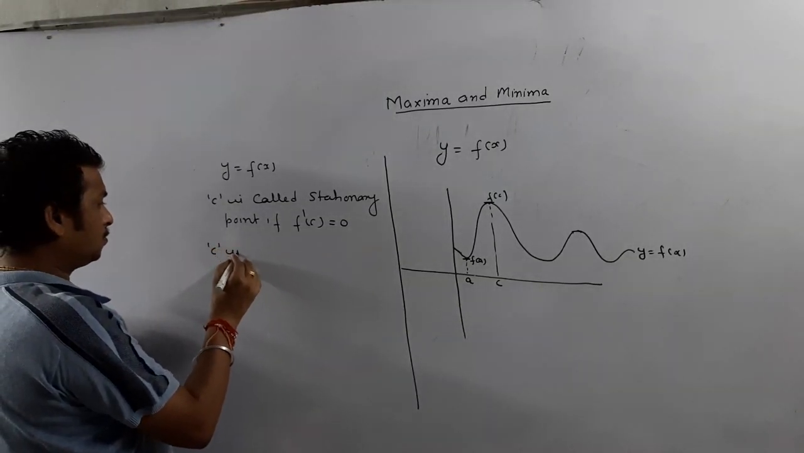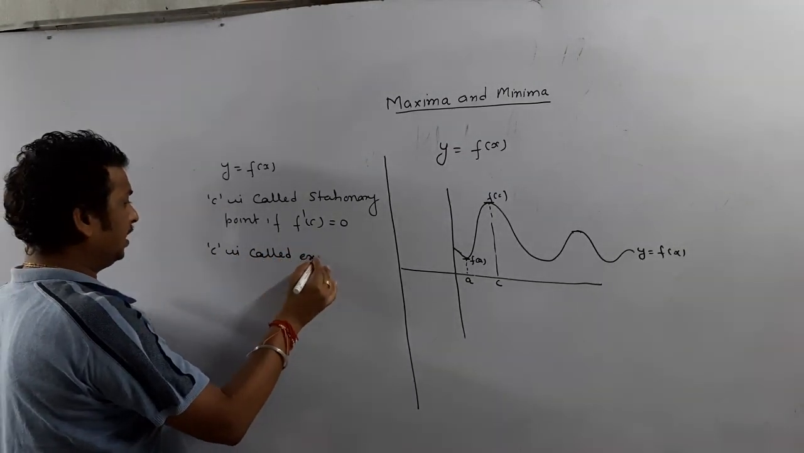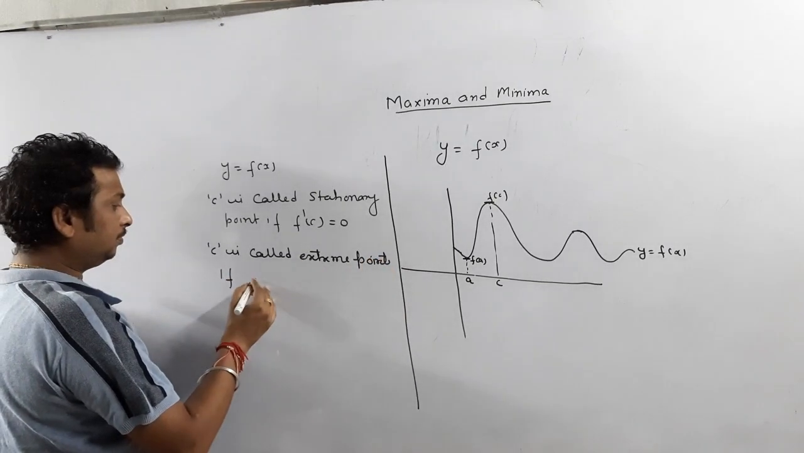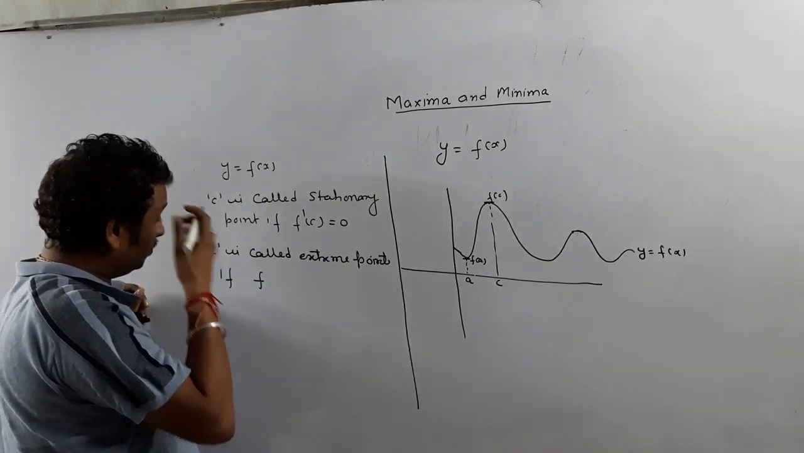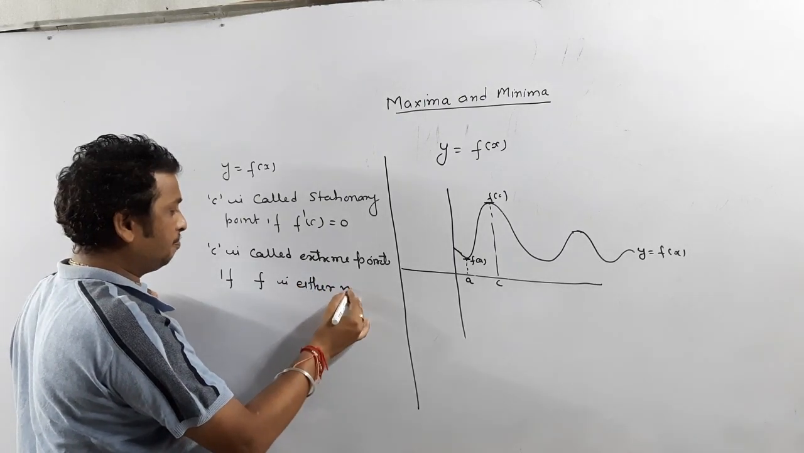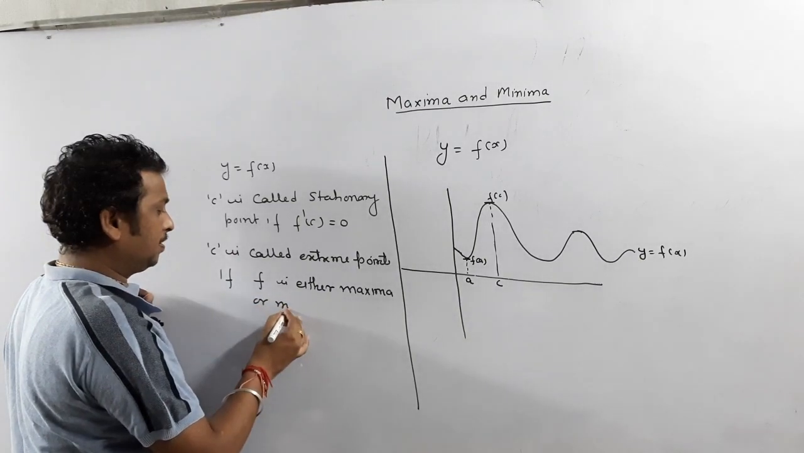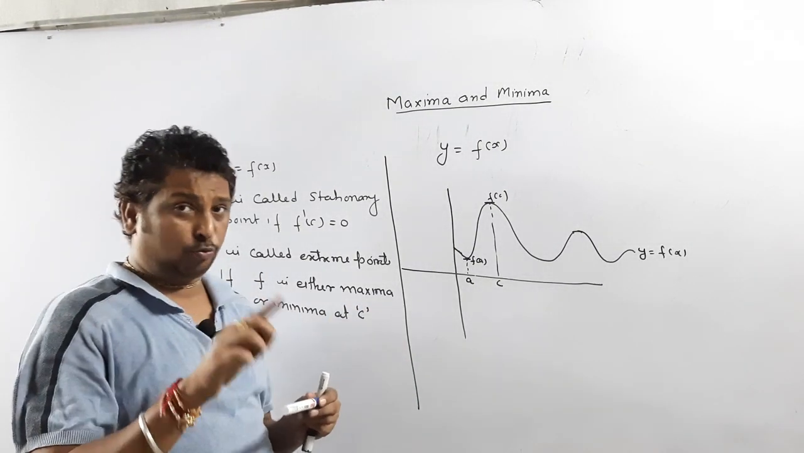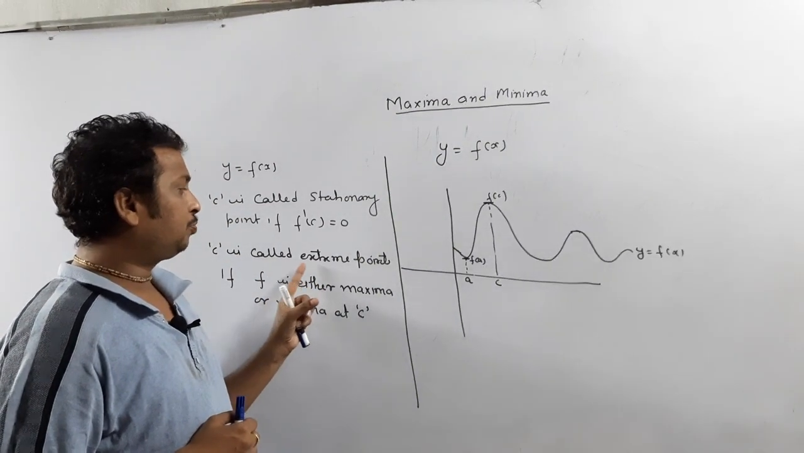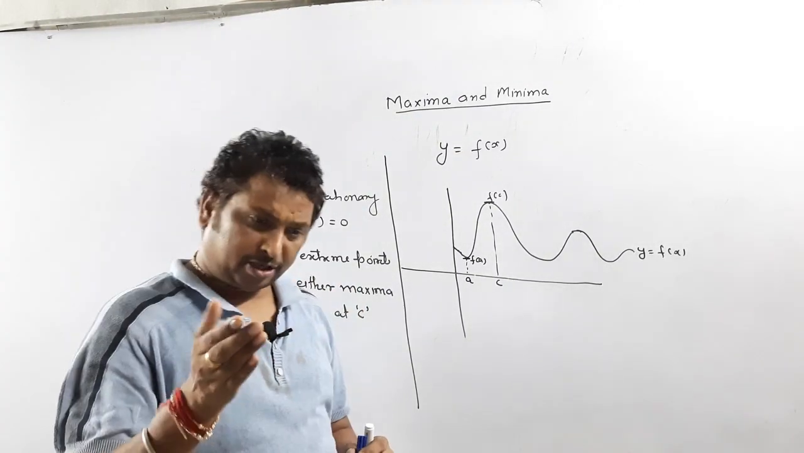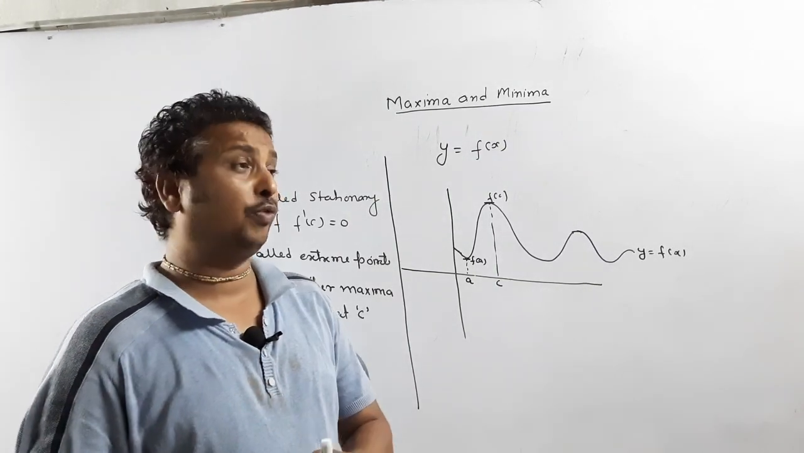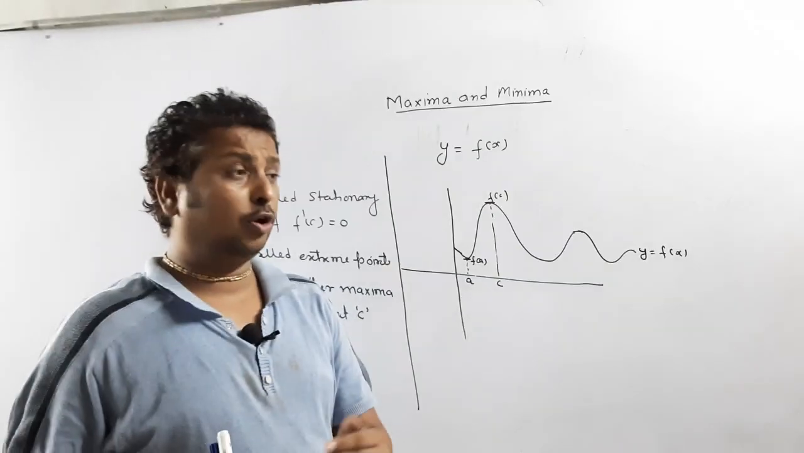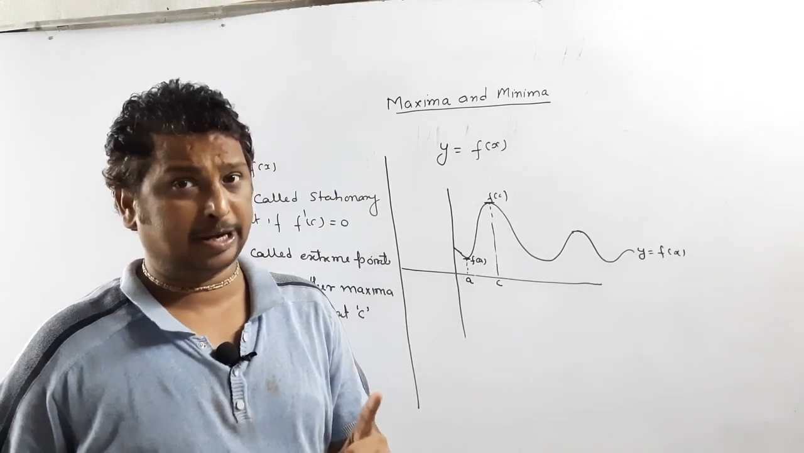c is called an extreme point if f(x) is either maxima or minima at c. If the function contains a maximum value or minimum value at c, then c is called an extreme point, meaning extrema. In questions, sometimes they ask, find the extreme points. Extreme points means where the function is maximum or minimum. What is a point of inflection? We will see later. If it is not attaining maxima or minima at that point, we say it's not an extreme point.